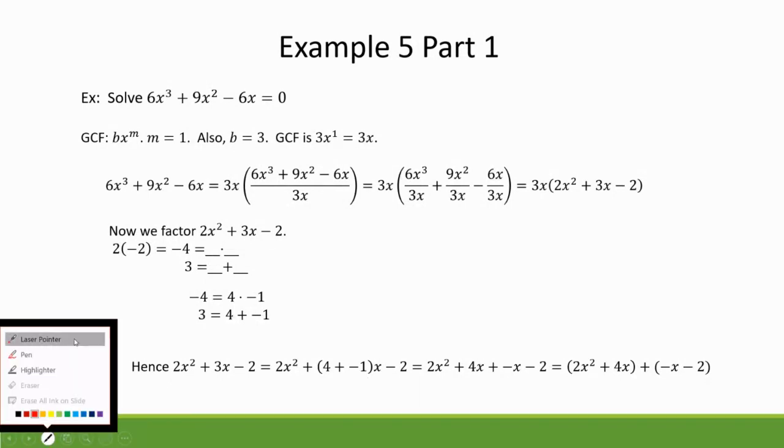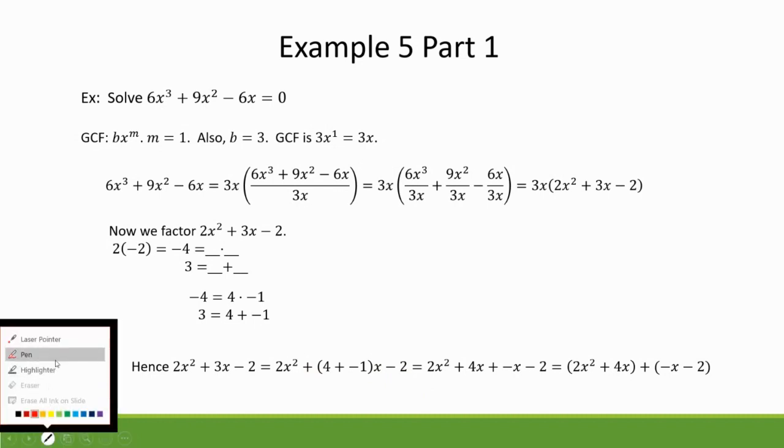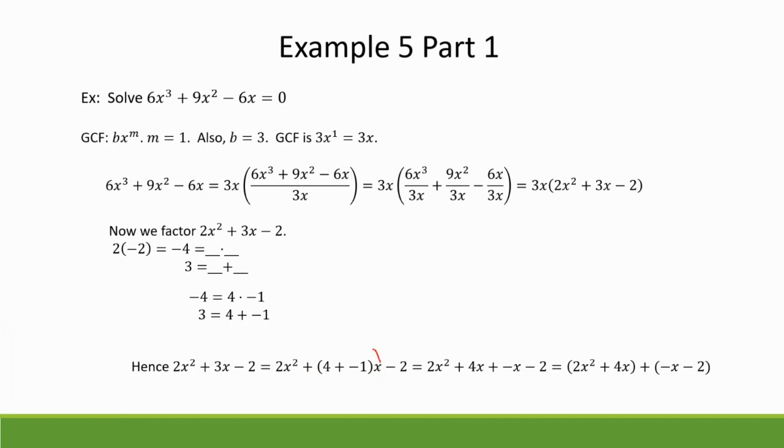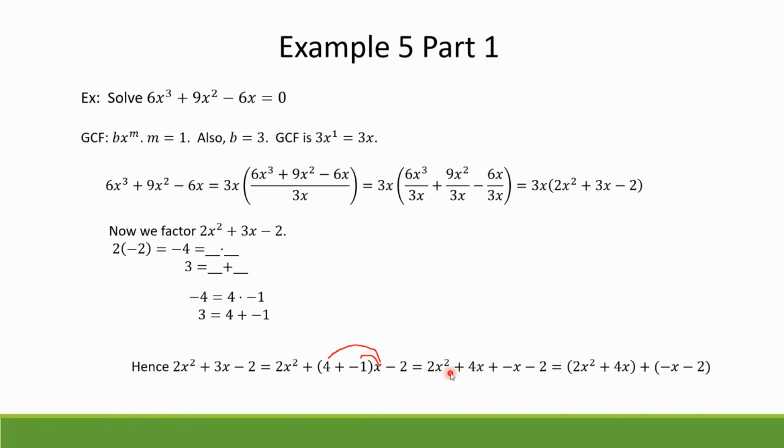Okay, and then what do we do? We can distribute this x. Wait, let me draw it in. There we go. Right? Once you do that, we distribute the x like so. And so we have this. We have 2x squared plus 4 times x plus -x, which is -1 times x minus 2. Okay.